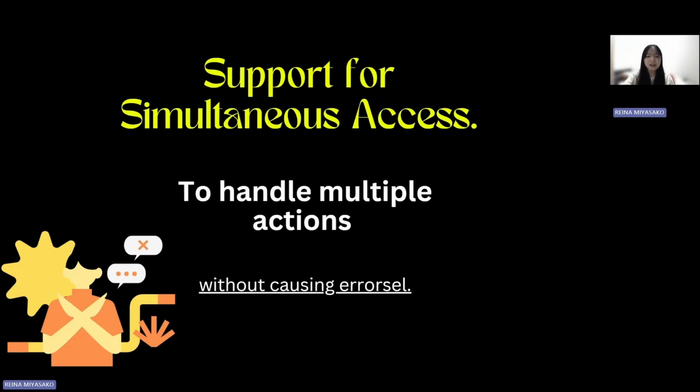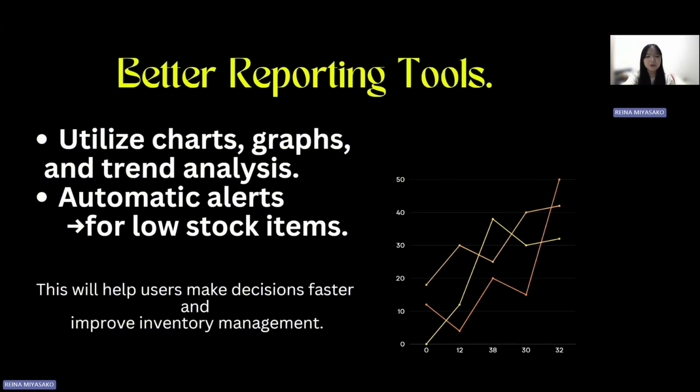The fifth improvement is better reporting tools. We will add more features to the reports, including charts and graphs, trend analysis, and automatic emails for low stock items. This will help users make decisions faster and improve inventory management.